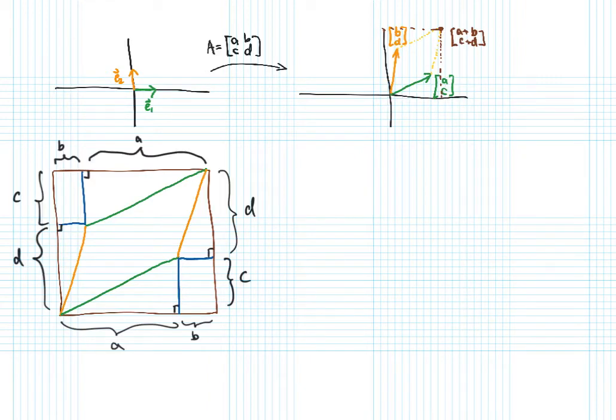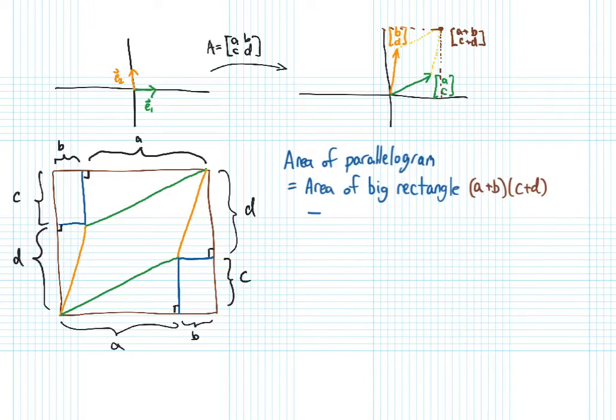And then, because we know the coordinates of all of the vertices of this parallelogram, we can actually say what all of the side lengths are for the edges in this picture. And so what this means is that we can calculate the area of the parallelogram by taking the area of the big rectangle and subtracting the areas of the triangles and smaller rectangles. So the big rectangle has width A plus B and height C plus D. So its area is (A plus B) times (C plus D).